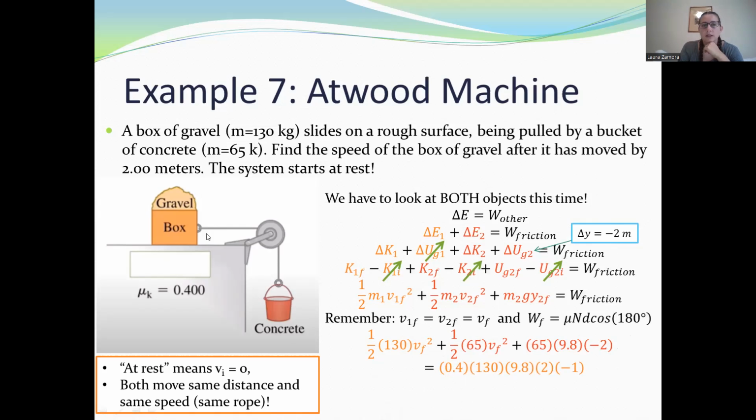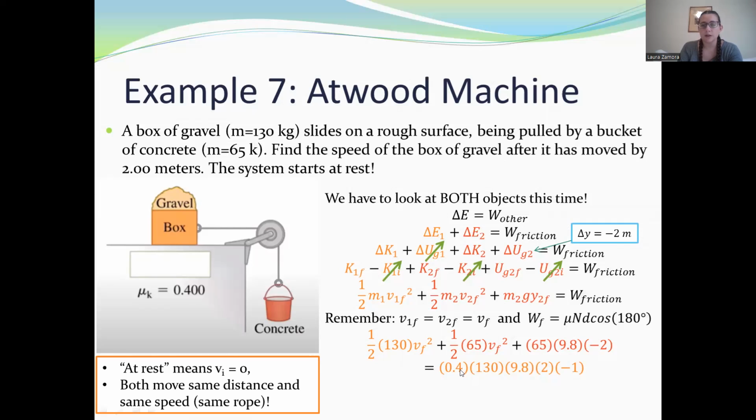The normal force is referring to the box, right? It's the box that is sliding and experiences the friction. We don't have friction from the bucket because we're not dealing with air resistance here. We're just dealing with the friction of sliding, that kinetic friction. So that's why we're only considering these orange terms pertaining to the box in the calculation of the work done by friction. So the normal force, since this box is sitting on the table, not being pulled into the table or raised into the air at all, is equal to the mass times g.